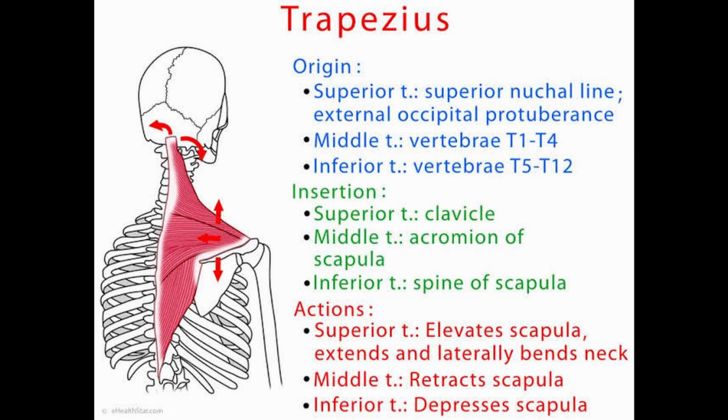So it is important to learn the diagram first, after that it is very easy to explain. And the action of the trapezius muscle: the superior fiber helps in elevating the scapula, and extends and laterally bends the neck, and the middle fiber is for retraction of the scapula and the inferior fiber for depression of the scapula. So this is the action of the trapezius muscle.